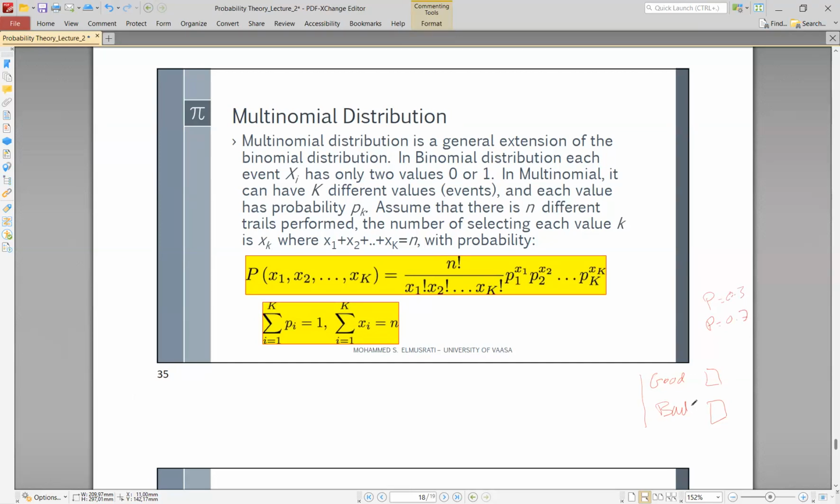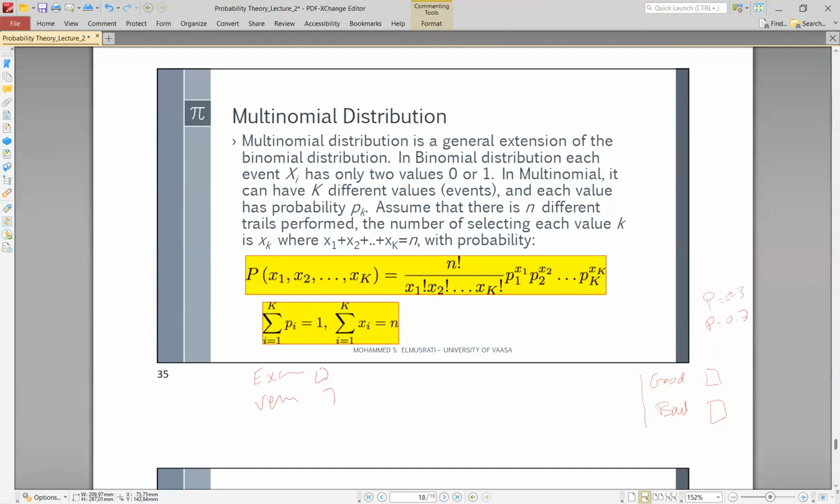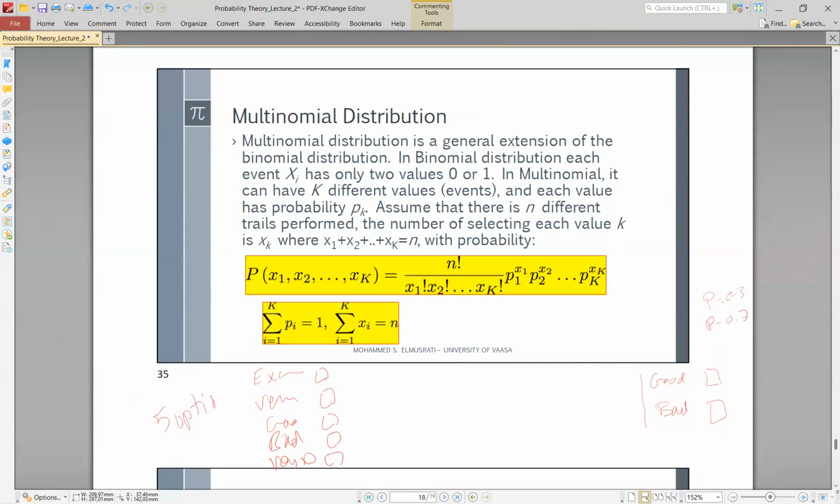But assume now that the survey is not only those two basic choices, but we have other choices: the course is excellent, the course is very good, the course is good, the course is bad, and the course is very bad. So now in this case we have 1, 2, 3, 4, 5. We have 5 options. In this case, I cannot apply the binomial distribution. What do we need to apply? We need to apply the multinomial distribution.